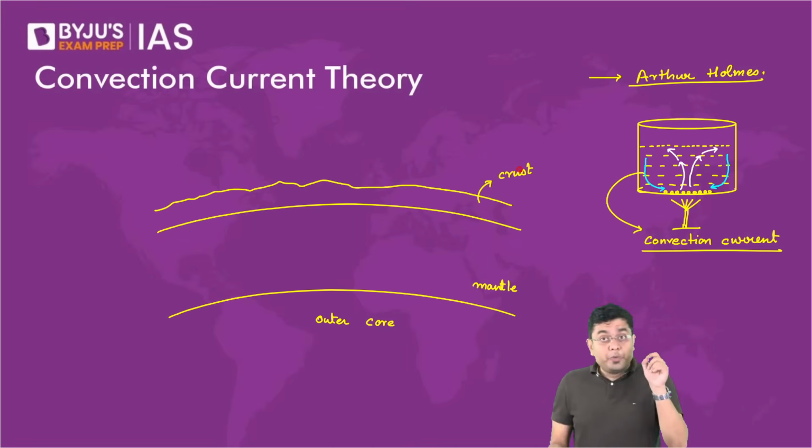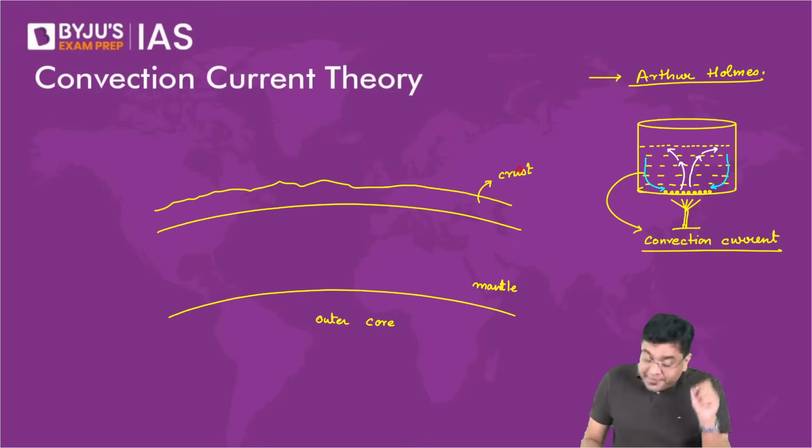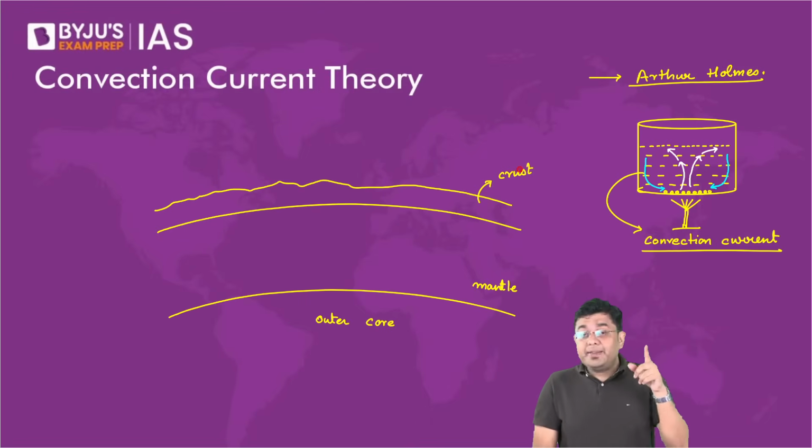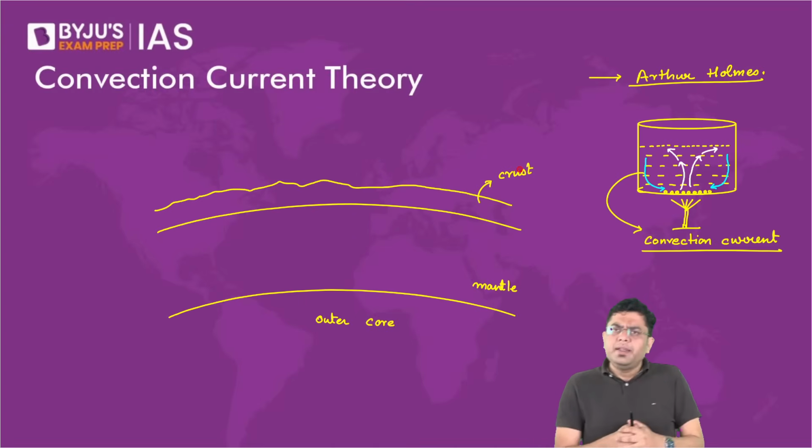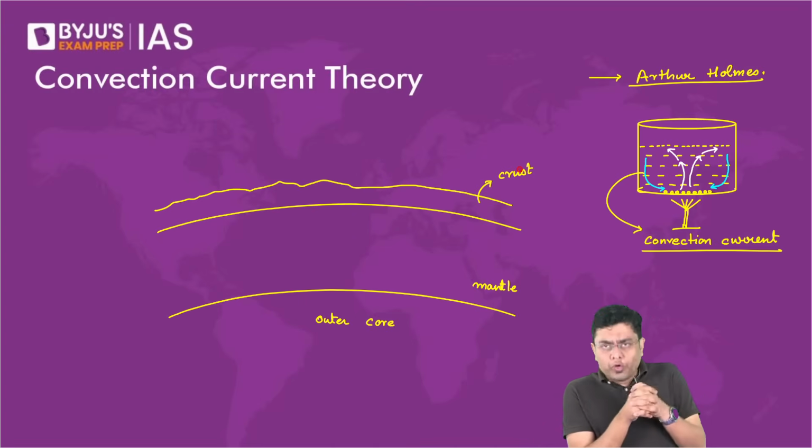Now understand this portion carefully. Okay, observe this area carefully, understand this. It will help you in later concepts. So this residual heat is trapped in the region of the outer core.